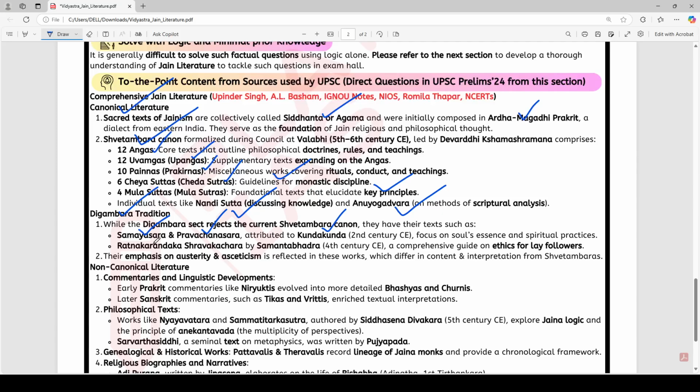Now this is very important. Ratna Karandaka Shravakachar, written by Samantabhadra. What is this? Ratna means jewels. Karandaka means a casket. For Shravaks, it means 63 jewels, 63 teachings, very important teachings for ethics for lay followers.